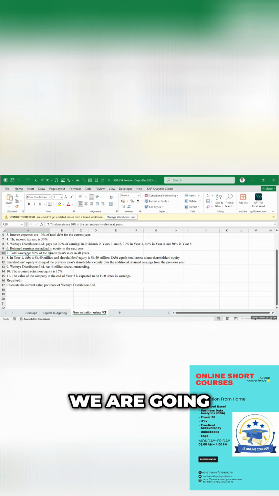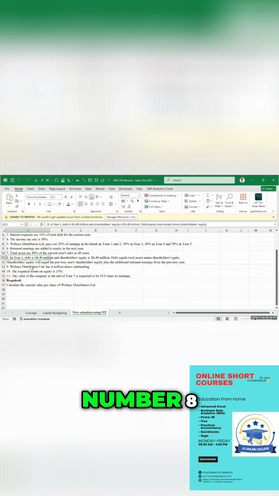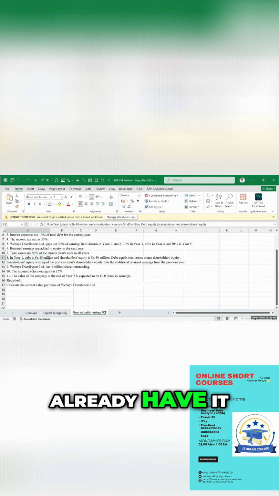So the assets that we are going to use in our model statements, we are being told, is 80% of every year's sales. Number 8 assumption: in year 1, we are told debt is 40 million and shareholders' equity is also 40 million. Debt is equal to total assets minus shareholders' equity. The examiner has been very kind to also add that information, but even if they don't add it, as a student at this level, you are expected to already have it.